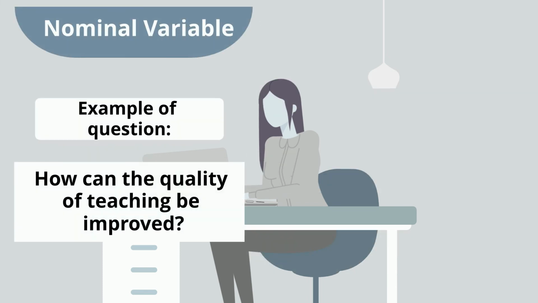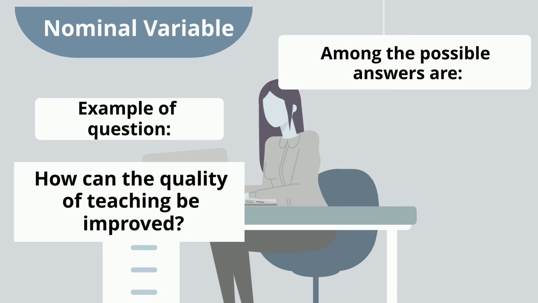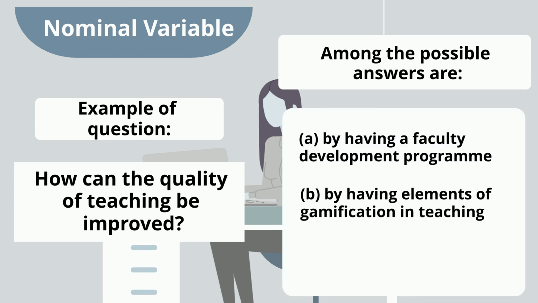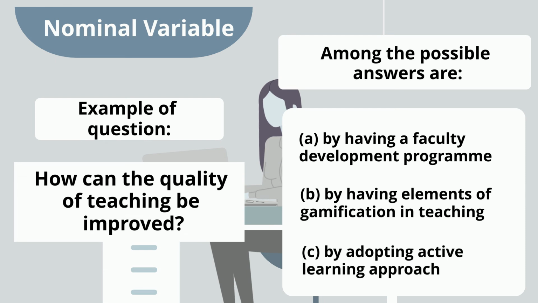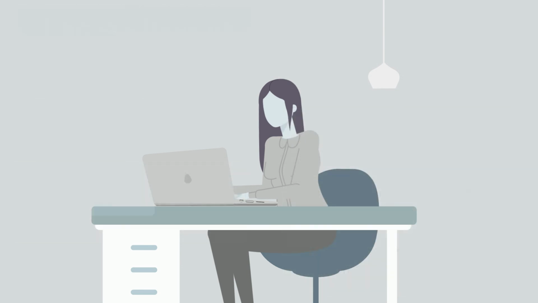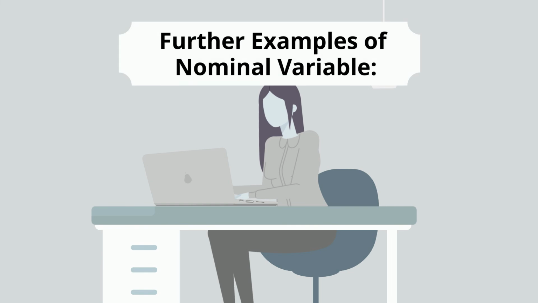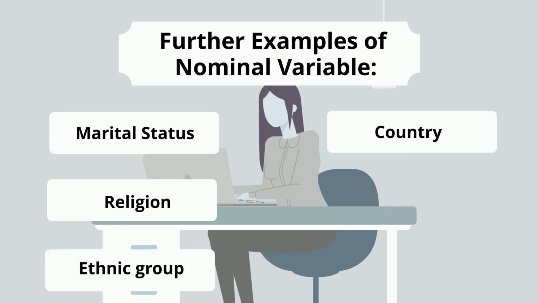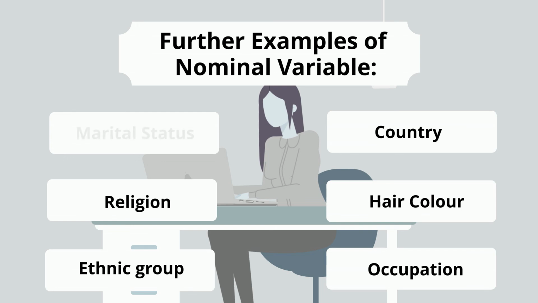When you ask how the quality of teaching can be improved, various answers can be given, and these could include having a faculty development program, having elements of gamification in teaching, and adopting an active learning approach. These categories cannot be assigned a rank, thus they cannot be ordered. Other examples of nominal variables include marital status, religion, ethnic group, country, hair color, and occupation.